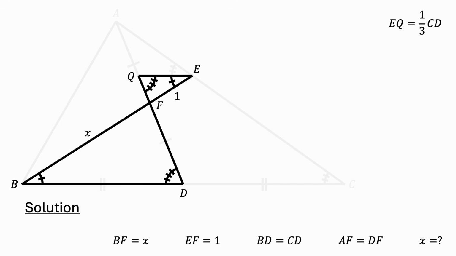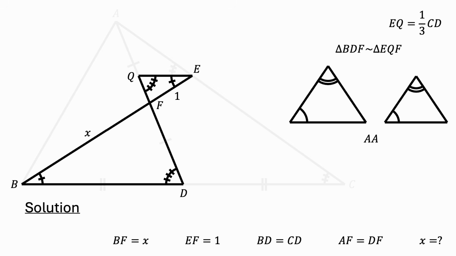Next, consider triangle BDF and triangle EQF. We claim that triangle BDF is similar to triangle EQF. Since angle FBD equals angle FEQ, and angle BDF equals angle EQF, the two triangles are similar by AA.